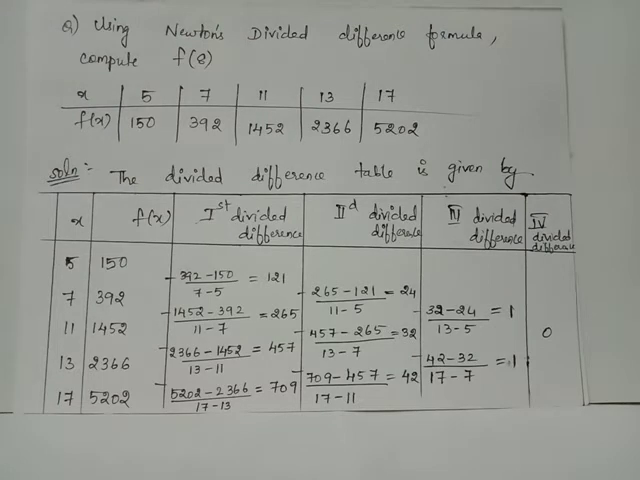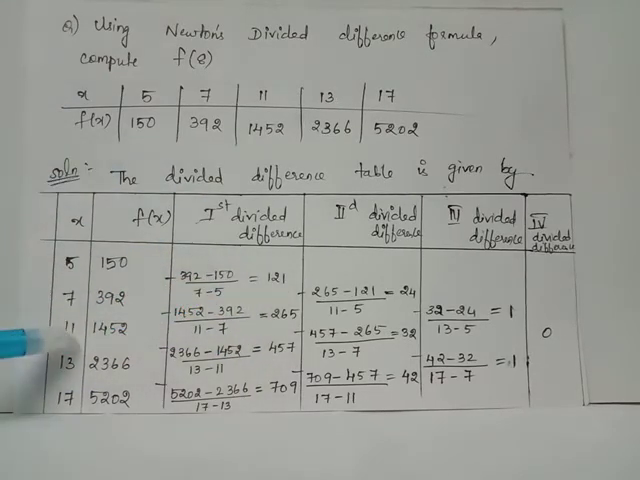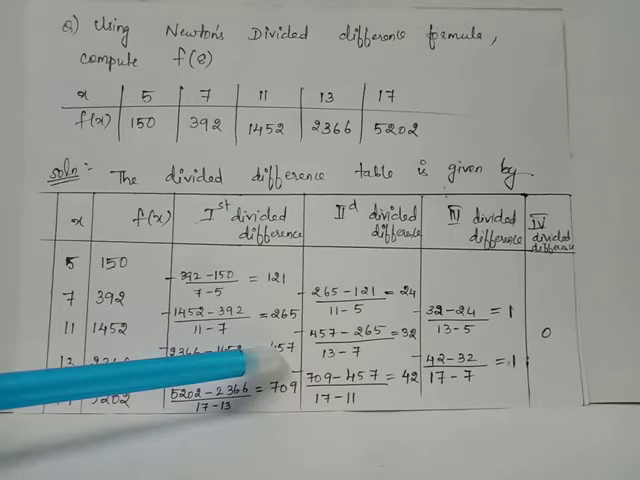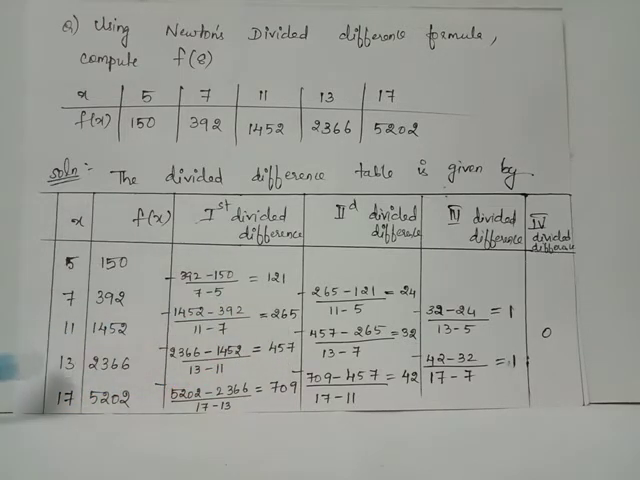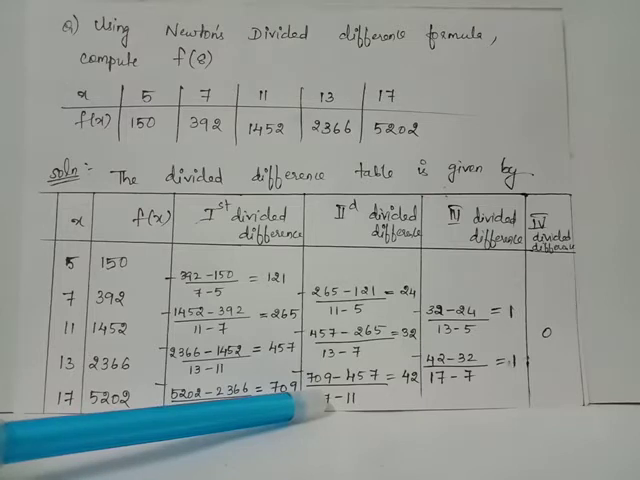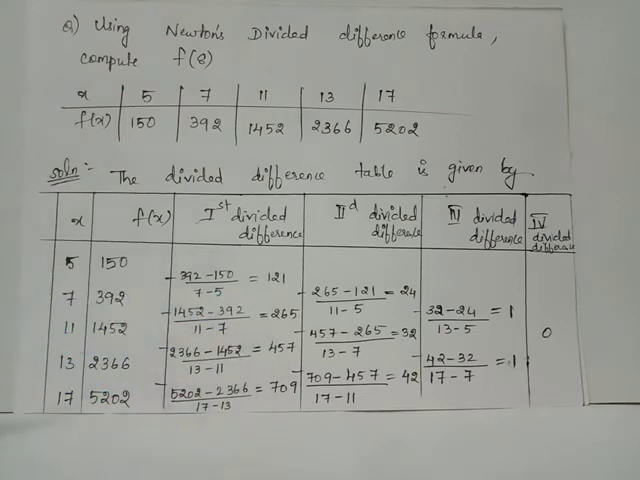In order to find the second divided difference, we will take 265 minus 121 divided by 11 minus 5. We will skip one mid value. The next value is evaluated such that the numerator will be 457 minus 265 and the denominator will be 13 minus 7. This value is skipped. To get the next value in the second divided difference column, we take 709 minus 457 in the numerator, and in the denominator the difference between 17 and 11, skipping 13. Thus, we will evaluate all the values in the second divided difference column.